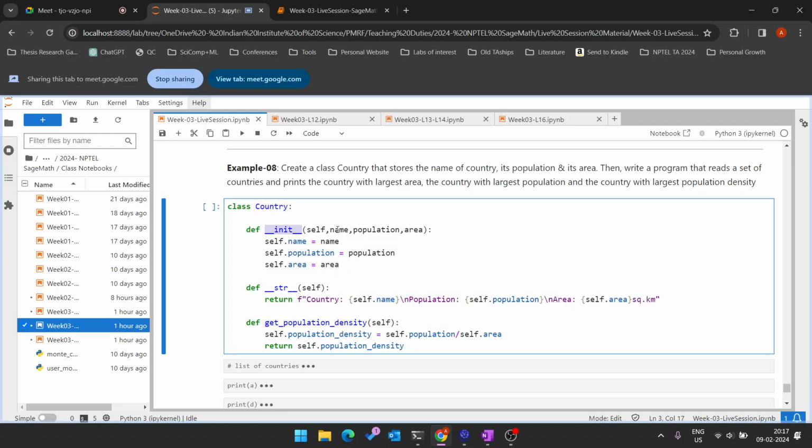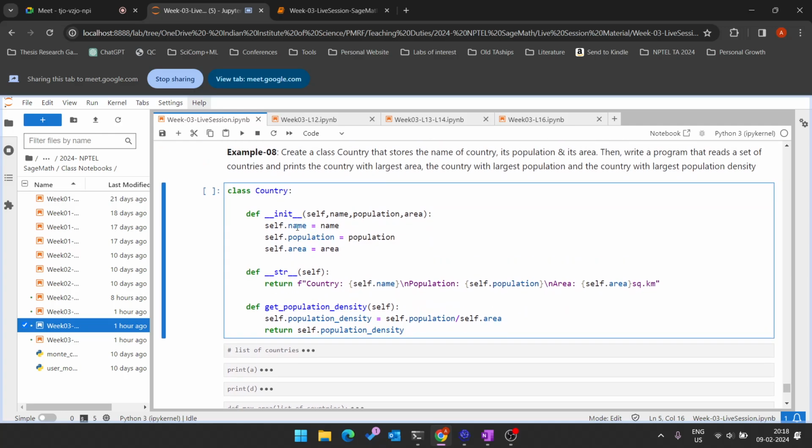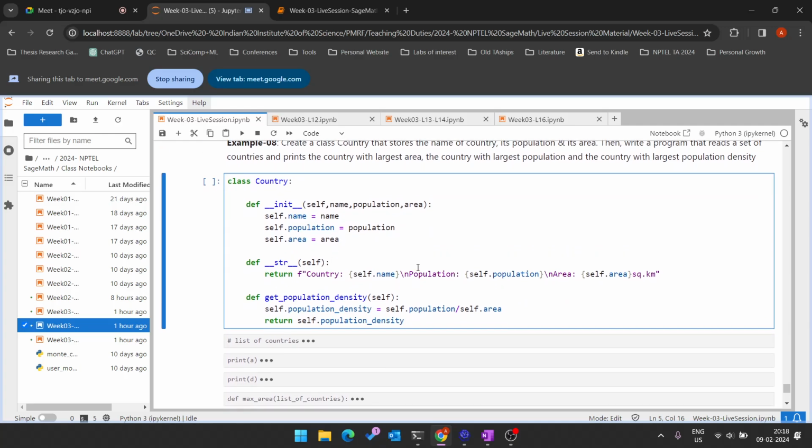As mentioned, it is initialized using the country name, population, and area. So we specify three attributes as name, population, and area, and assign them to our input values of name, population, and area. Next, in the string function or the print function, we want to print the country name. In the next line, we want to print its population. In the third line, we want to print its area. We are doing this using an f-string, and you can see that this is pretty straightforward.